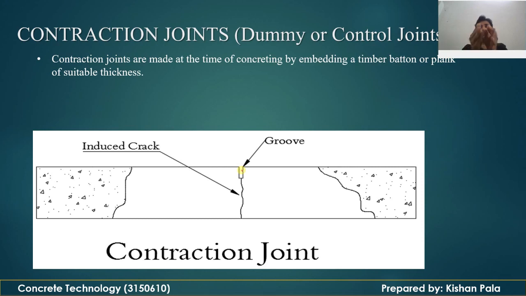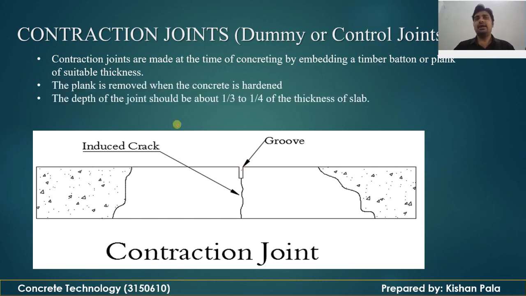Simple. You just have to groove when you are casting your concrete mass. You have to put the timber plank, timber batten or thermocol. You can also use thermocol for providing this type of joint. And after the hardening of the concrete, you have to remove it, and you can see the grooving is ready, and this is the contraction joint. And this plank is removed.